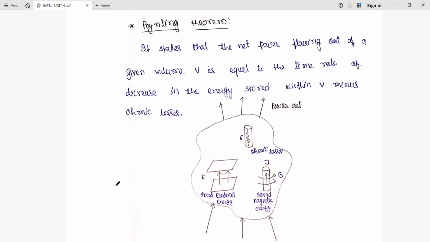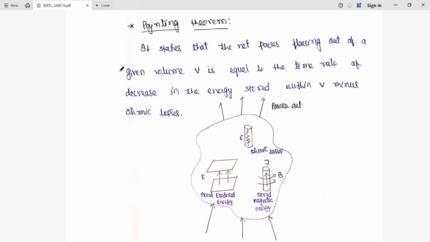Now we are going to see Poynting theorem. What is the statement of the Poynting theorem? And we'll see what is the Poynting vector. Two things we are going to see. And here, along with the statement, we are going to derive the expression that will satisfy the Poynting theorem.